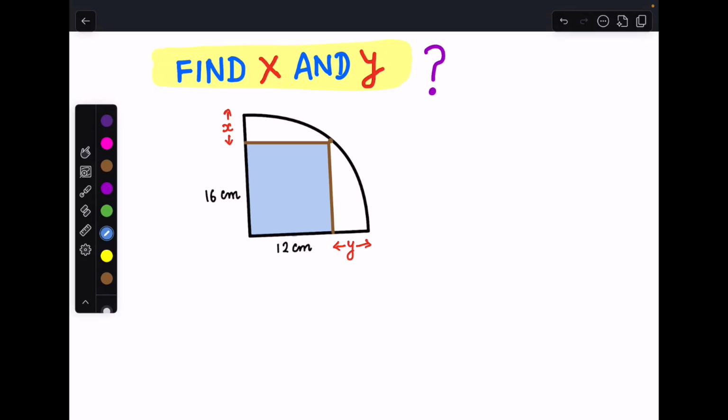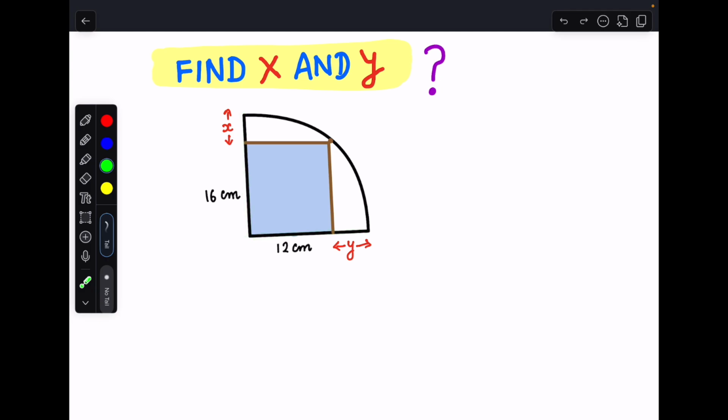Here in this figure we want to find the value of x and the value of y. Value of x and y we want to find. So here we can see this is a quarter of a circle, and this one is the radius. This is also the radius.